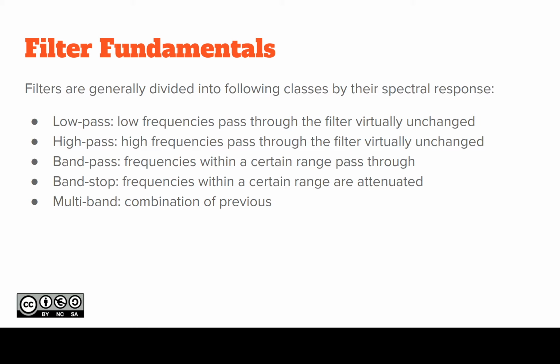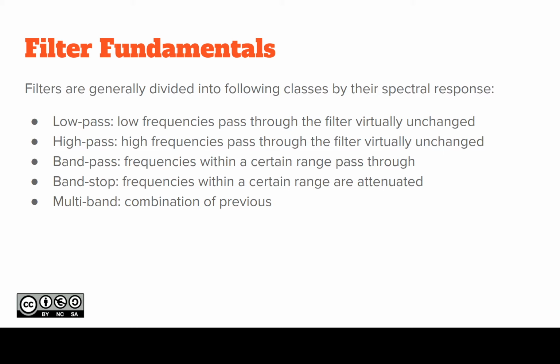In general, filters are divided into a few classes by their spectral response. The first one, probably the most common, is the low-pass filter, which means that lower frequencies pass through the filter virtually unchanged, while the higher frequencies are attenuated. A high-pass filter is the opposite of that one, so higher frequencies pass through the filter.